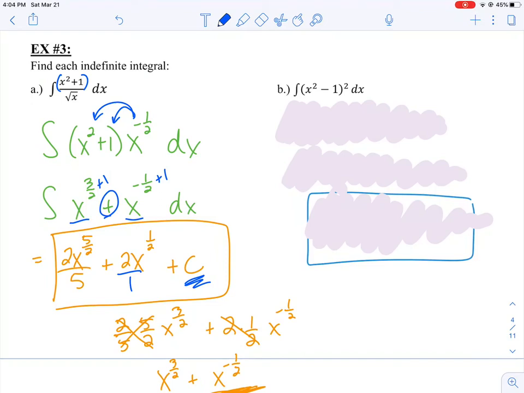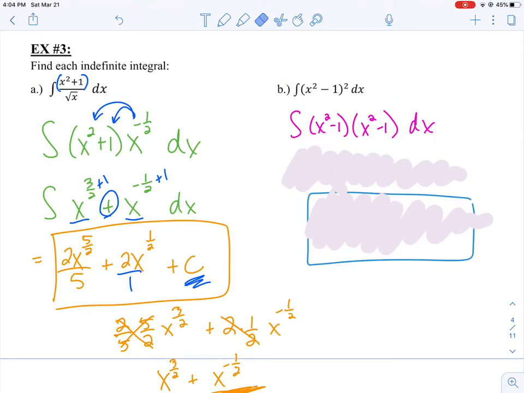Looking at B, it looks like I have the quantity x squared minus 1, squared. And if this were a derivative problem, what derivative rule does this look like? Well, to me, this looks like a chain rule. But remember, we don't have product rule, we don't have quotient rule, and we don't have chain rule when it comes to antiderivatives. So we can't do this problem using chain rule. So what other technique can we use to rewrite this problem into a problem that we do know how to do?